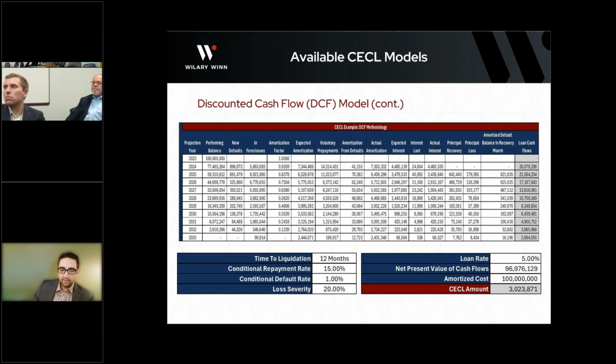In practice, we apply this across thousands of loans with different borrower profiles, different loan types, different economic assumptions, different geographies. Typically, we do this at the monthly projection period rather than annually, but all of the underlying mechanics remain the same for the entire portfolio.